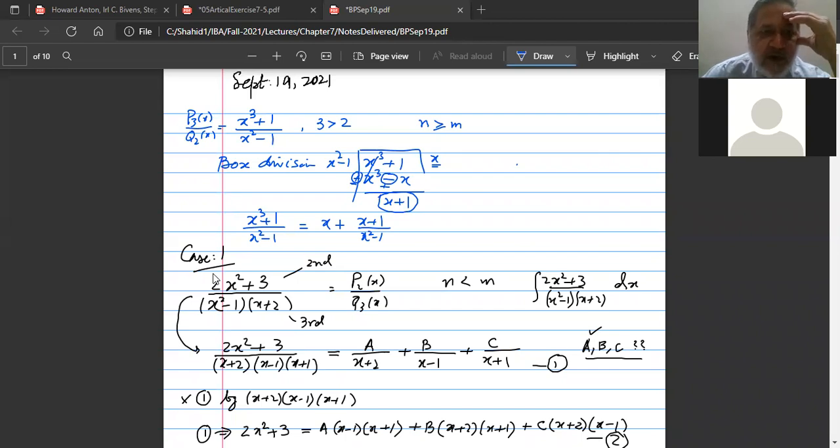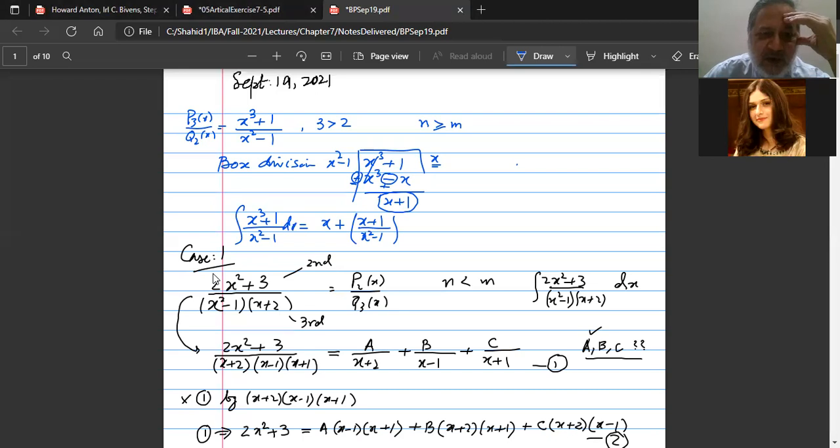So this rational function, in which the numerator was a third degree polynomial and the denominator a second degree polynomial, after this box division becomes x plus remainder upon divisor, and this is the part where the numerator's degree is less than the denominator's degree. On this part we will use partial fractions. If your problem is to integrate this, then you know that the integral of x is simple. It is the integral of this part which requires partial fractions.